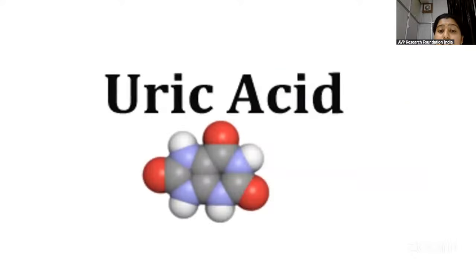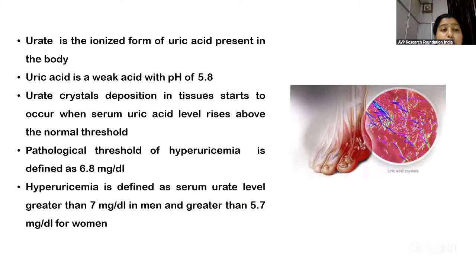Now, moving on to the term uric acid. Urate is the ionized form of uric acid present in the body. Uric acid is a weak acid with a pH of 5.8. Urate crystal deposition in tissues starts to occur when serum uric acid levels rise above the normal threshold. The pathological threshold of hyperuricemia is 6.8 milligram per deciliter. So we can in short say that hyperuricemia is a condition where the serum urate level is greater than 7 milligram per deciliter in men and greater than 5.7 milligram per deciliter for women.